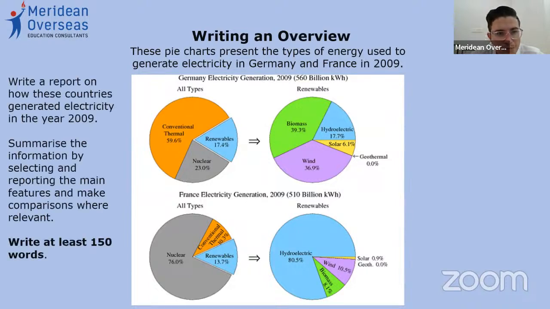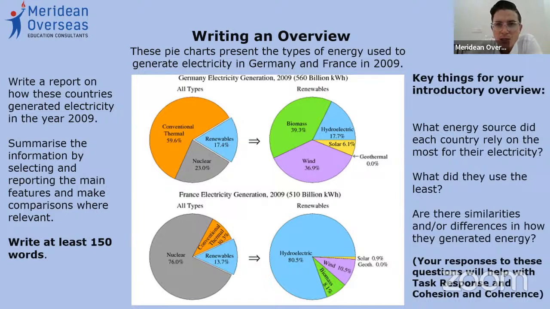Okay, so here's the question. Write a report on how these countries generated electricity in the year 2009. Summarize the information by selecting and reporting the main features and make comparisons where relevant. So the key things for your introductory overview is what energy source did each country rely on the most for their electricity? What did they use the least? And are there any similarities and or differences in how they generated energy?